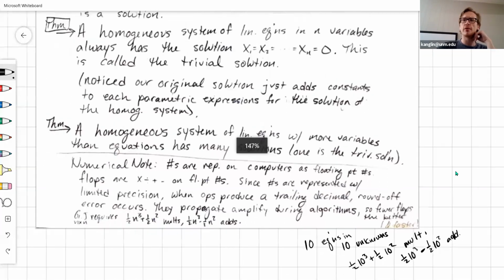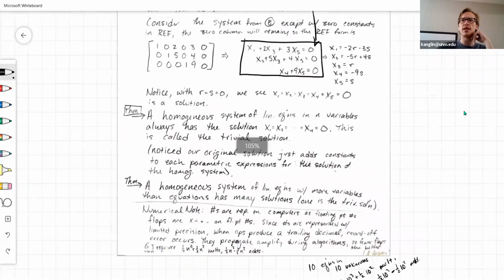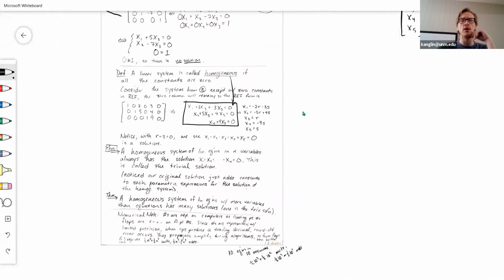Okay, I think that is it for this section. Stay tuned for the next video in which we'll talk about some more row operations, not quite Gauss-Jordan, but maybe something a little more practical. We'll see that in the next video.